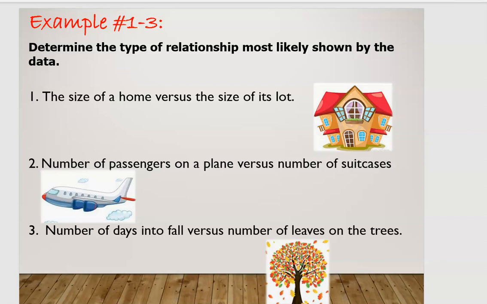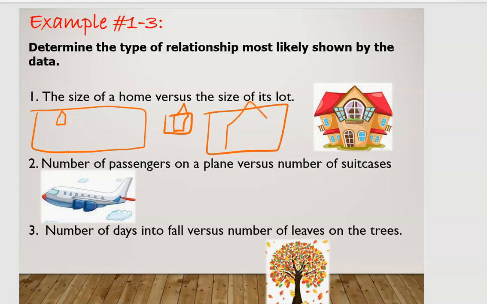For this example, I could have a giant lot and a tiny house on it, or I could have a small lot with a big house on it, or I could have a big lot with a big house on it. So I could have any number of situations come out of this, so there's no correlation happening here.